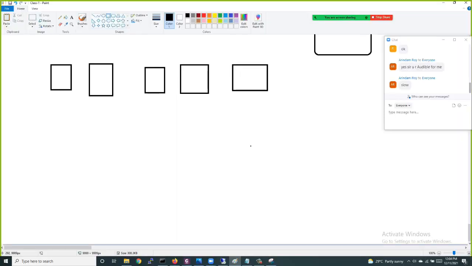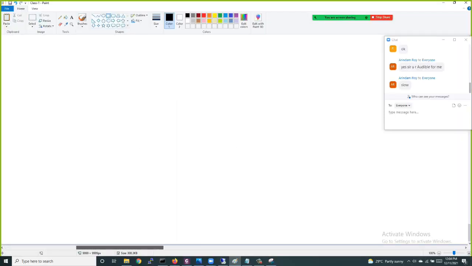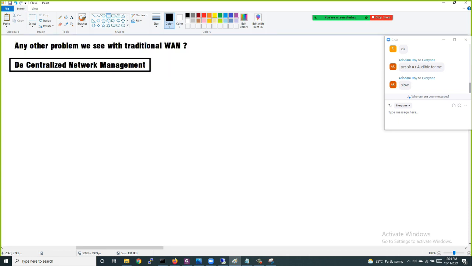So in traditional WAN, what we are doing is we are managing all the components of a network. In SD-WAN, we will be managing all the components of the network from where? From a centralized point, right? What we call that centralized point? We call that centralized point my vManage, right? I will tell you in future.